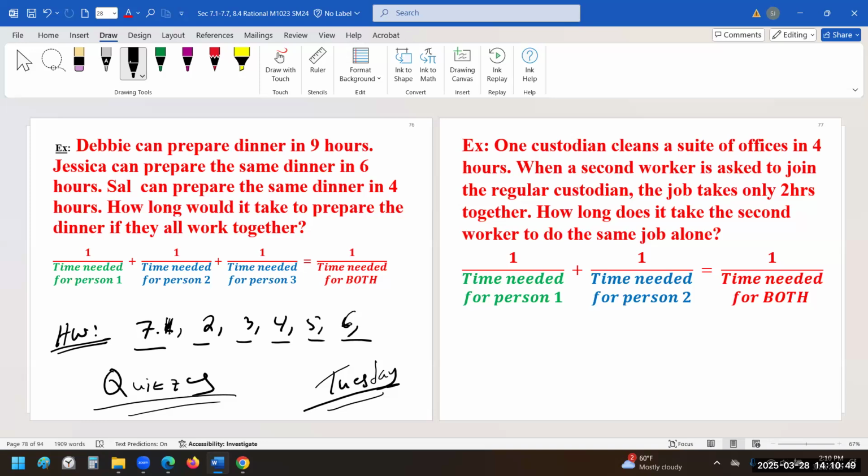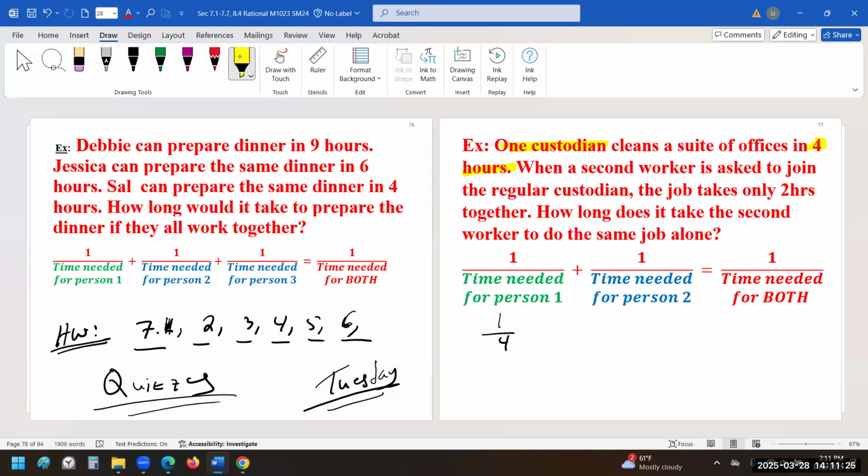Students, let's get together. The common mistake I noticed is that you thought they were the same question. Definitely they are not the same question. That's why I gave two questions. We already know the first one, so let me skip it and do the second one. In the first one, they gave you all three individual persons, but in the second one, they're telling us the first custodian needs 4 hours. So for the first person, it's 1/4.